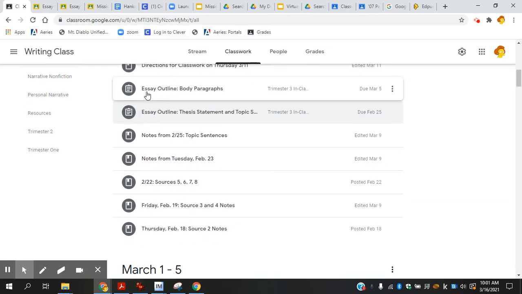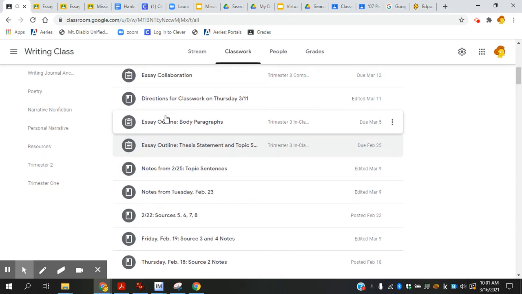So you'll see this assignment, essay outline body paragraphs. That's where we did our evidence. In essay outline thesis statement and topic sentences, that's where we did our thesis statements and topic sentences. So if you're missing any of that, you might need to go into these slides, copy and paste from there, okay?